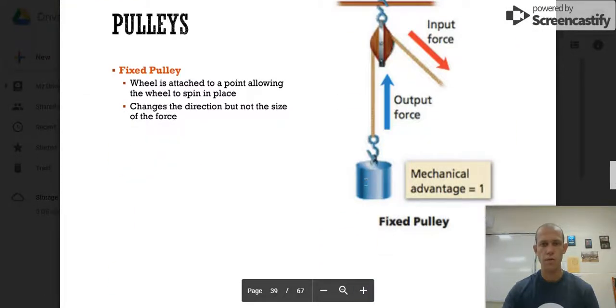So some more in depth. The fixed pulley is a wheel attached to a point, allowing the wheel to spin in place. It changes the direction, but not the size of the force. So this is just a mechanical advantage of 1, what you put in, what you get out.